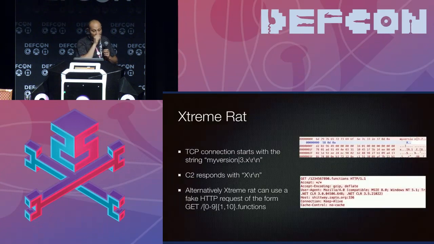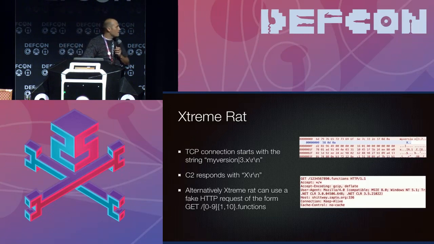The easiest way to identify this inside a network is its C2 communications. Most of the samples we've seen call home one of two ways: raw TCP or a fake HTTP message. The raw TCP always starts out with the string "myversion|" and then the version: 3.6, 3.7, 3.8.